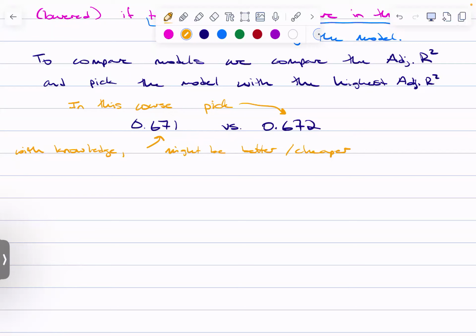If you need to go out and buy some huge, expensive piece of machinery to collect that extra variable that makes your model perform so well, maybe that's not worth it, right? Because you can get a similarly performing model without it, right? And so that's why you need to have some background knowledge. But in this course, just flat across the board, just pick the highest one.